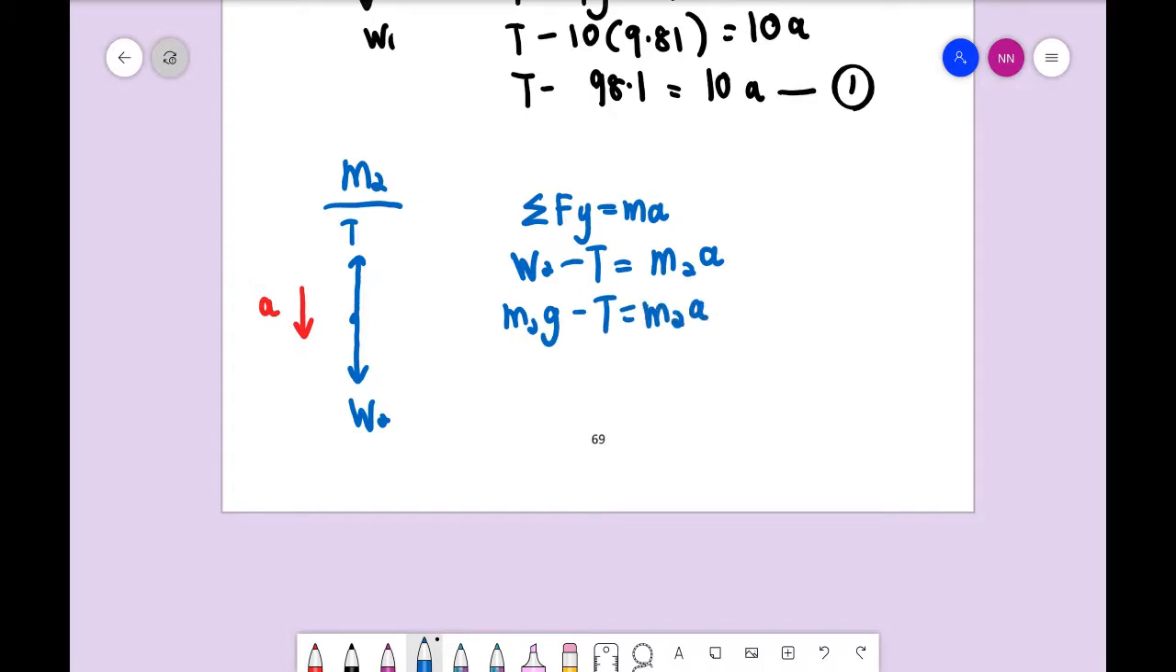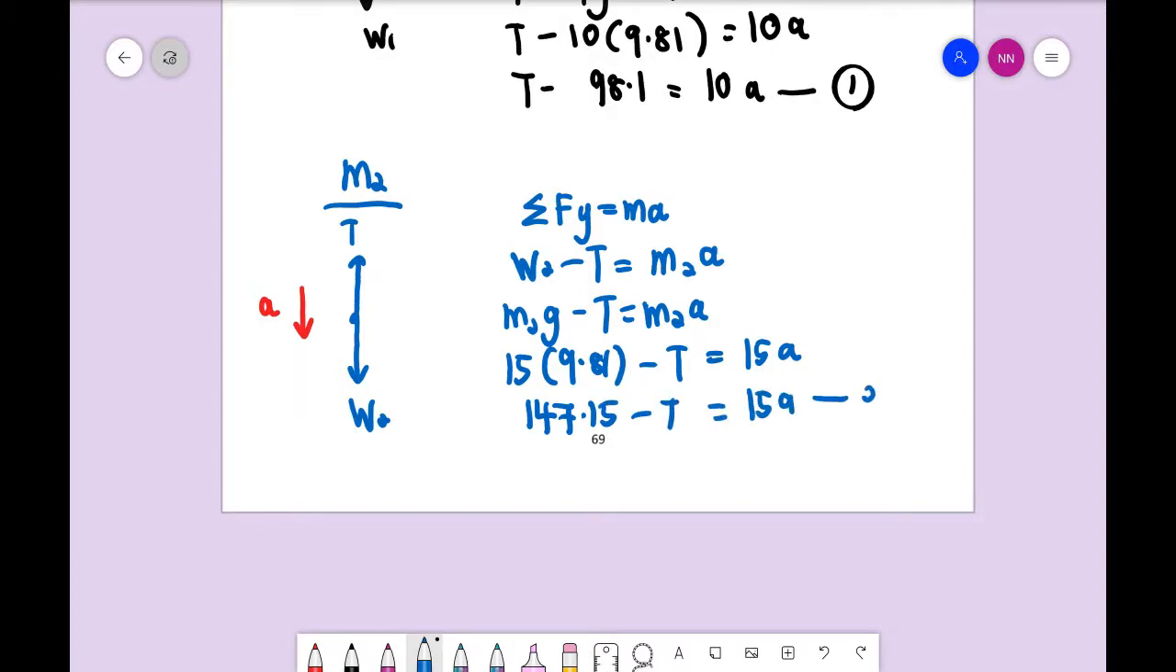Okay, mass 2 is 15 kilogram. G is 9.81 minus tension equals to 15A. Okay, simplify 15 times 9.81, so it equals 147.15. Minus tension equals to 15A. So we have second equation with unknown T and A. So the rest is mathematics.